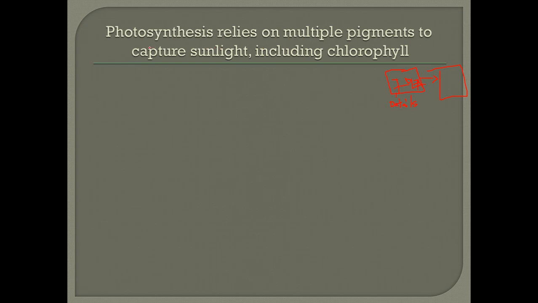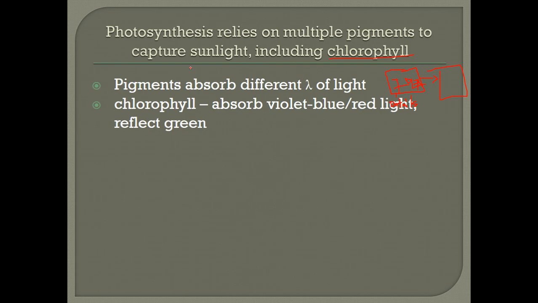All right. So big picture, photosynthesis relies on multiple pigments to capture sunlight, and this includes chlorophyll. Chlorophyll is the one we always talk about, but it needs a lot of different ones. So different pigments, in other words, different proteins, different colors, absorb different wavelengths of light. Chlorophyll happens to do a good job at absorbing violet to blue and red light and reflects green.